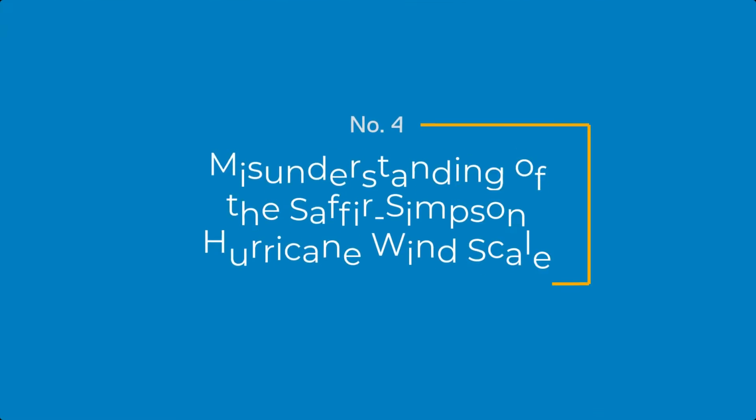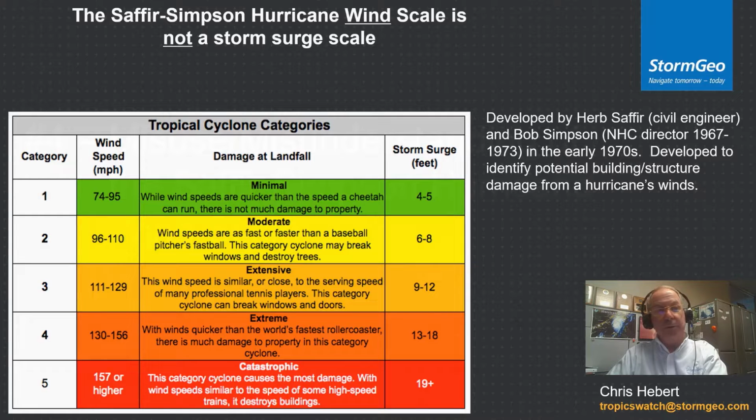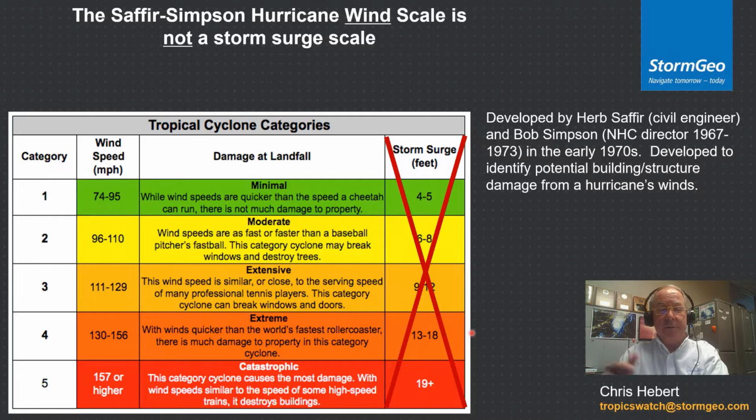Number 4, the misuse and misunderstanding of the Saffir-Simpson hurricane wind scale. And I emphasize the word wind there because the Saffir-Simpson wind scale was developed in the late 60s, early 70s by Herb Saffir, a civil engineer, and Bob Simpson, former NHC director, and they wanted to try to estimate at what particular max sustained winds buildings and structures are going to withstand particular damage. So it was a wind scale to estimate potential wind damage from those maximum sustained winds.